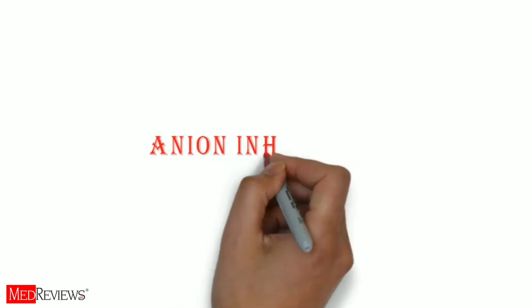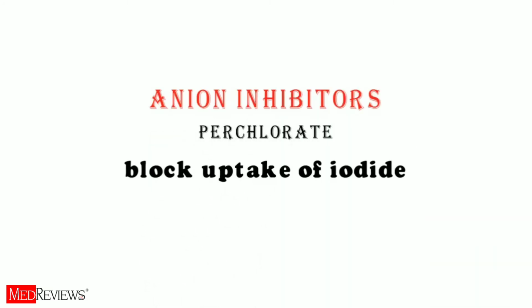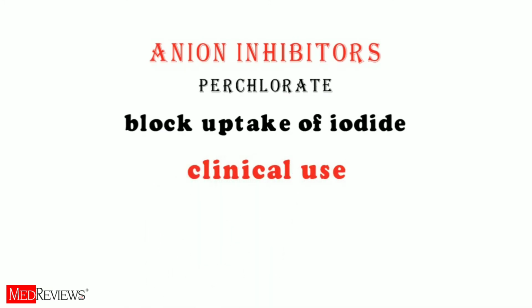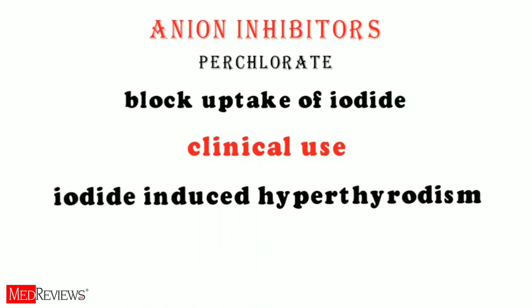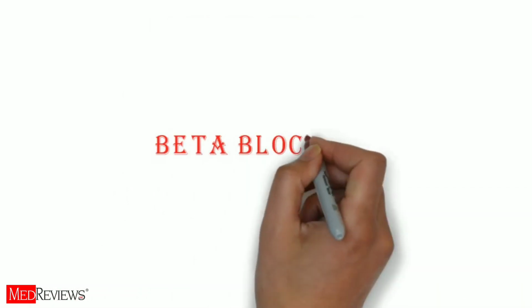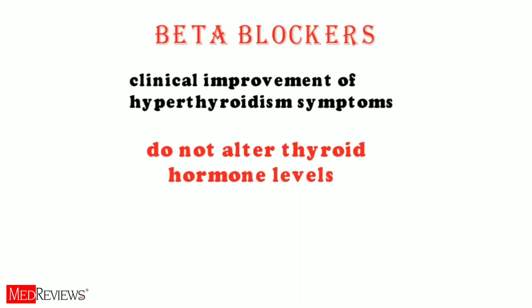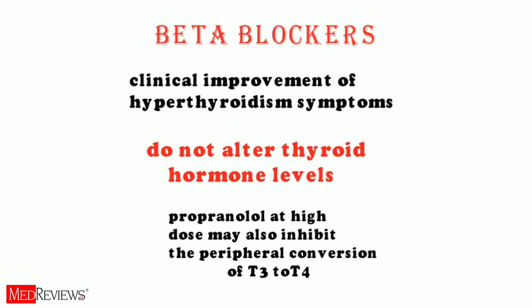Fourth group, anion inhibitors such as perchlorate, which block uptake of iodide. The major clinical use for perchlorate is in patients with iodide-induced hyperthyroidism, such as amiodarone-induced hyperthyroidism. Last group, beta blockers, which cause clinical improvement of hyperthyroidism symptoms, but do not alter thyroid hormone levels. Propranolol at high dose may also inhibit the peripheral conversion of T4 to T3.